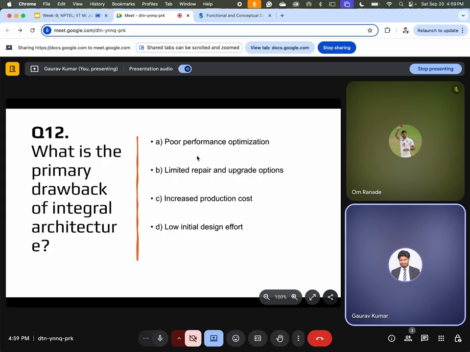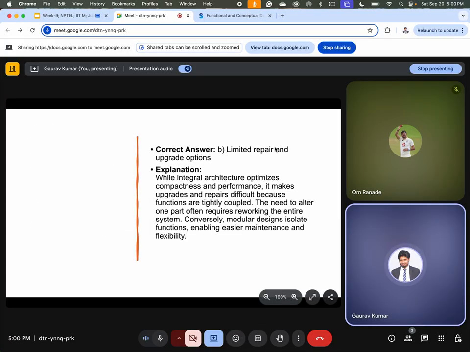So thus, the primary drawback of integral architecture lies in its lack of modular independence, making it unsuitable in contexts where frequent updates, customizations, or serviceability are important. Okay. So limited repair and upgrade options is the right answer. So as I have written here, the widely integrated architecture optimizes compactness and performance, and it makes upgrades and repairs difficult because functions are tightly coupled. Okay, go through yourself, those who are watching this video later.